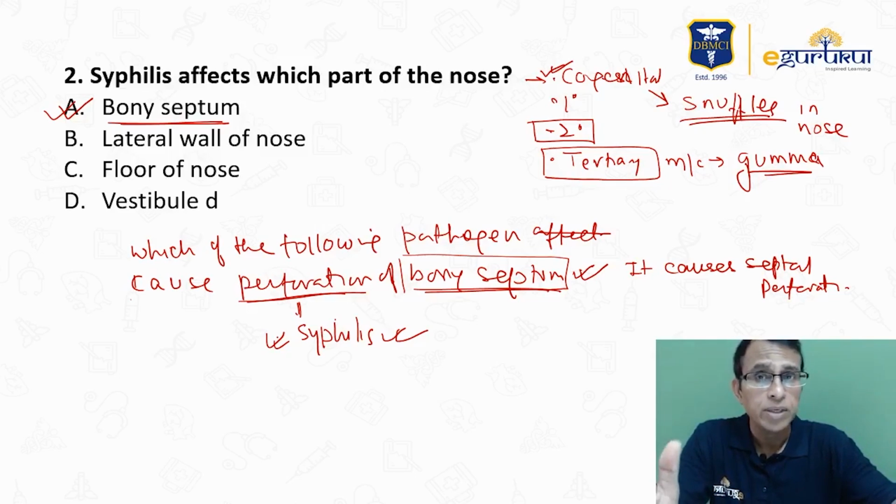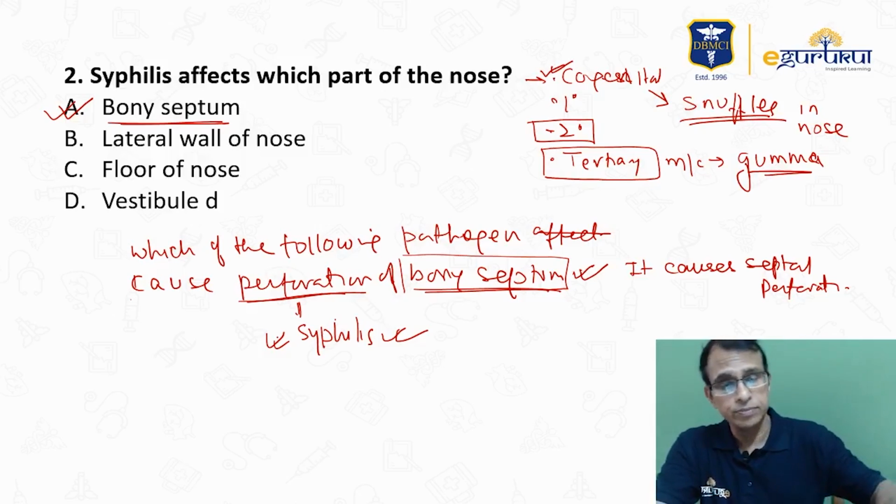So again, I'm saying this because I've been hearing that people say this was a very tough paper, a lot of clinicals. From the ENT point of view, it was not very tough. Of course, they did not give you very, very common questions, but they did not give you something which has never been asked. They give you less commonly asked questions, but you cannot call this tough.